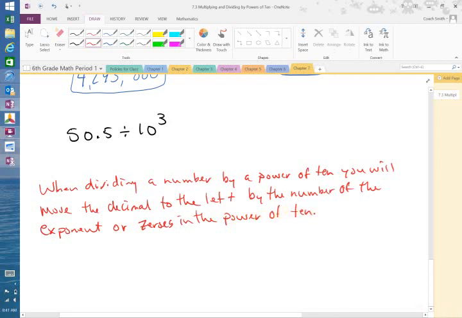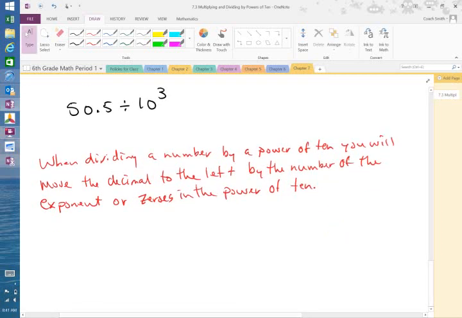Now, all the stuff you're going to be doing today is going to have exponents in it. In other words, they're not going to say 100, they're just going to say 10 to the second power. But you need to understand that it works with both. So in this one, I have 50.5. My exponent is 3, so I'm going to move it once, twice, 3 times to the left. That gives me 0.0505 as my answer.